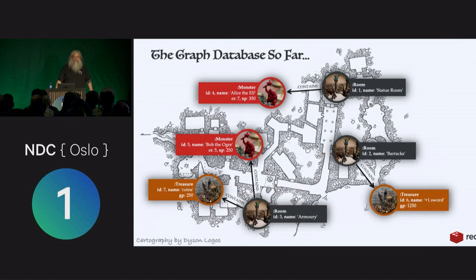Our graph is starting to look a little more graphy. The rooms now contain things. They have contains relationships. You still got these nodes kind of floating out there, but there's a few relationships connecting them together. And we actually have enough that we can do some interesting queries.